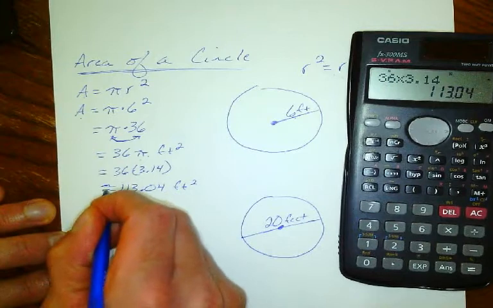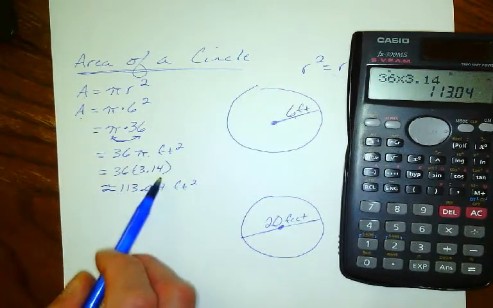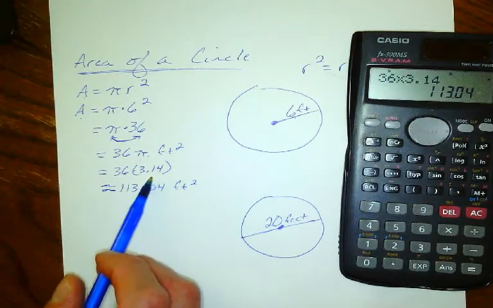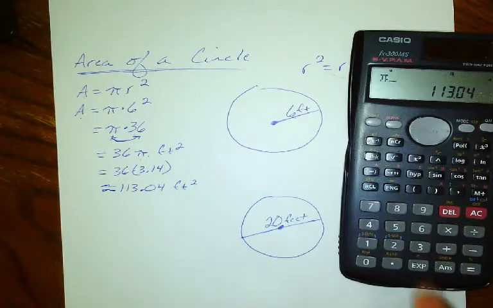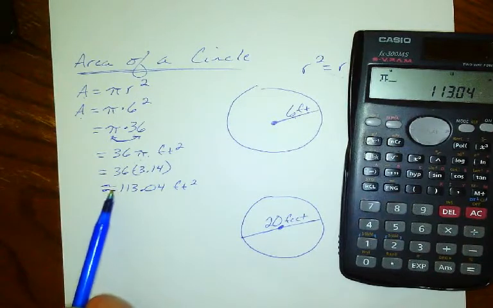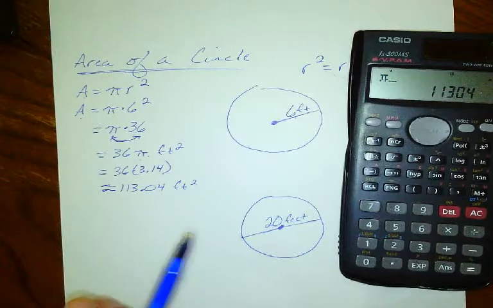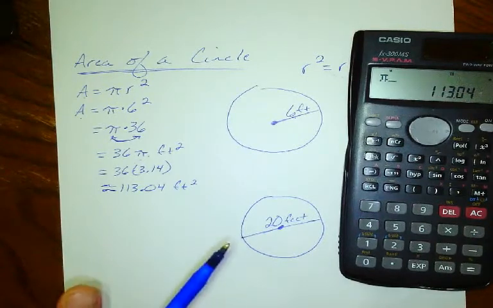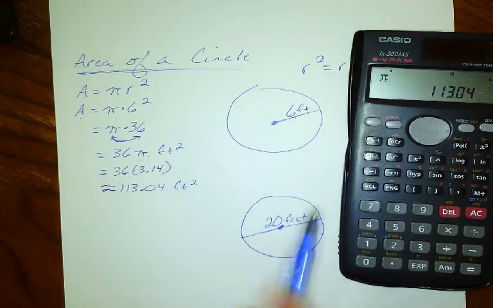Now notice I put the approximate symbol here. Once I use 3.14 for pi, or even if I push the pi button on my calculator, there's a pi button on your calculator you could always use. Once you do one of those two things, your answer is no longer exact, because nobody knows the exact value of pi. We're pretty darn close, but nobody knows its exact value. So that's how you find the area of a circle.